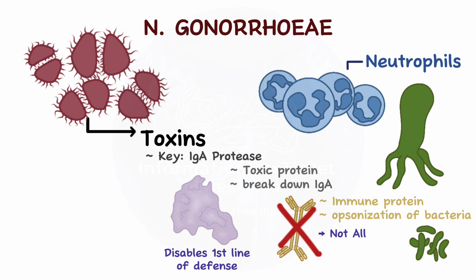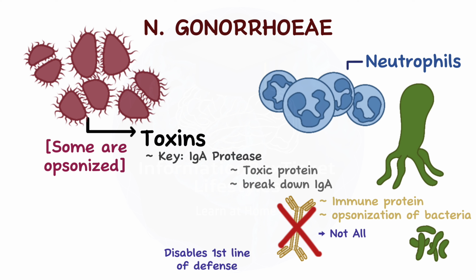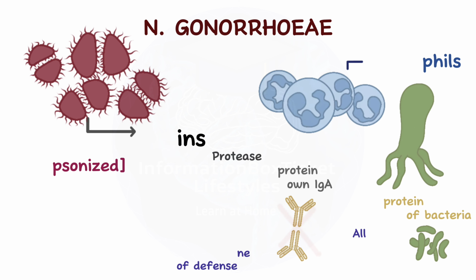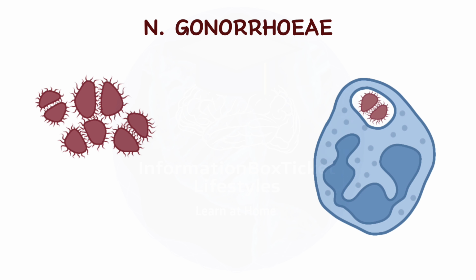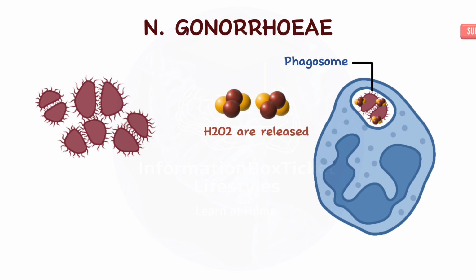However, not all IgA molecules are neutralized, meaning some N. gonorrhoeae bacteria still get opsonized and are subsequently targeted by neutrophils. Inside the neutrophil, N. gonorrhoeae is enclosed in a phagosome, a bubble where reactive oxygen species, like H2O2, are released to destroy it.